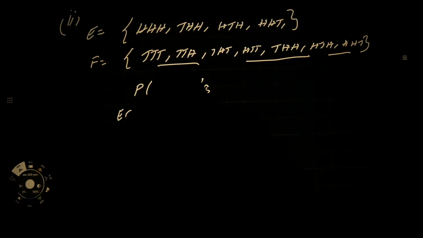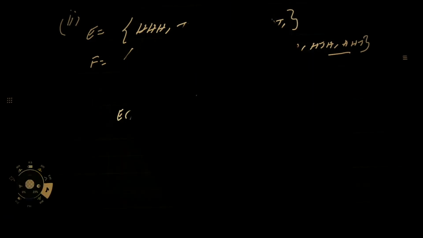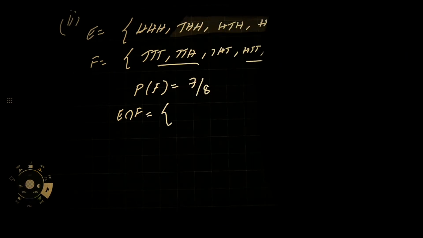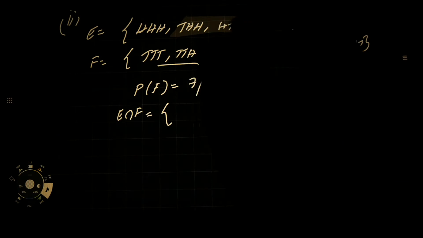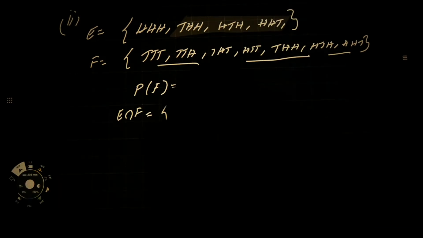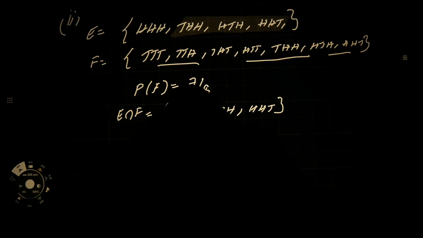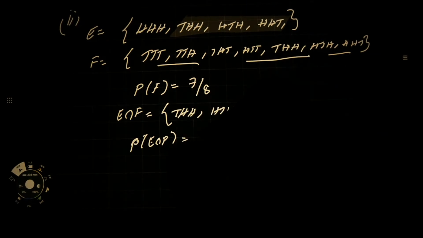Alright, what is E intersection F now? Let's look at the things that are common. At most 2 heads, so this will be there. That's the only thing common, right? So E intersection F will be T H H, H T H, H H T. So P of E intersection F will be 3 out of 8.